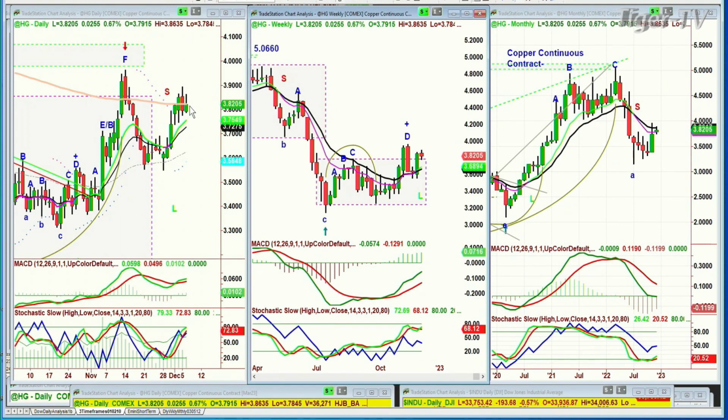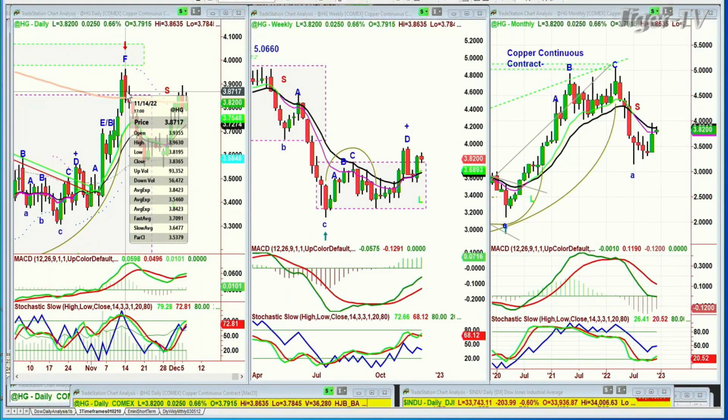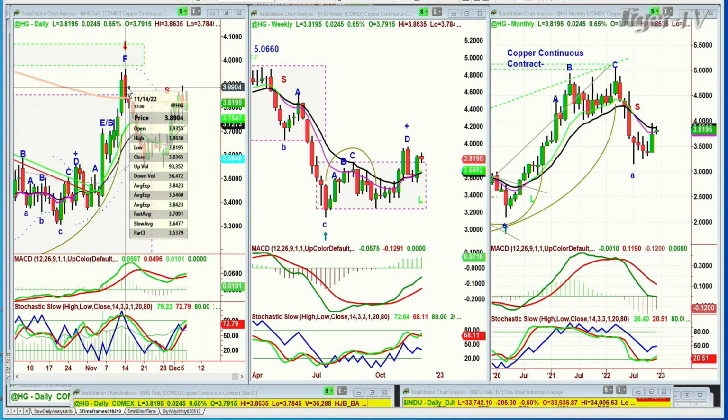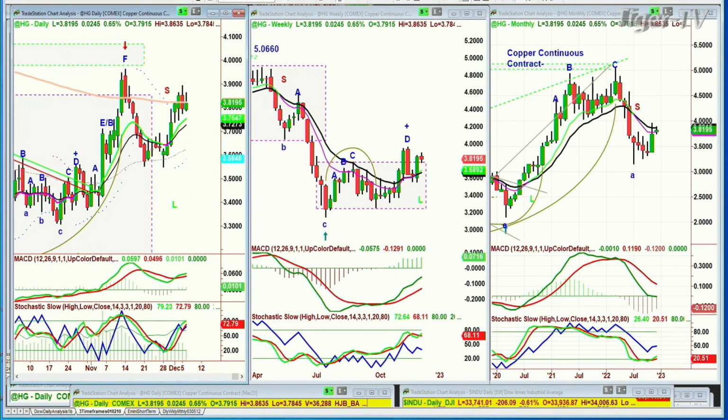For 4 sessions, it hasn't been able to really push sharply away to try to test the high that was made, high-grade copper high, back on the 14th of November at 3.96. So that's that copper. And look at the dollar.